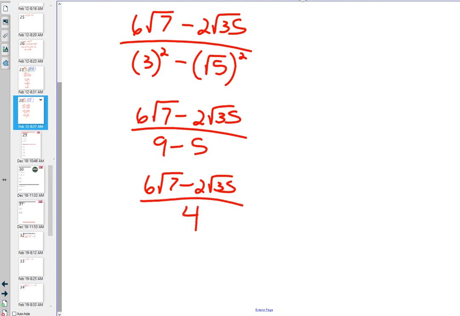Oh, am I done? Why not? I should have reduced. Yeah, we have common factors we can reduce. 6, 2, and 4 can all be divided by 2. So this becomes 3 or 1 and a 2. So we get 3 square root of 7 minus square root of 35.